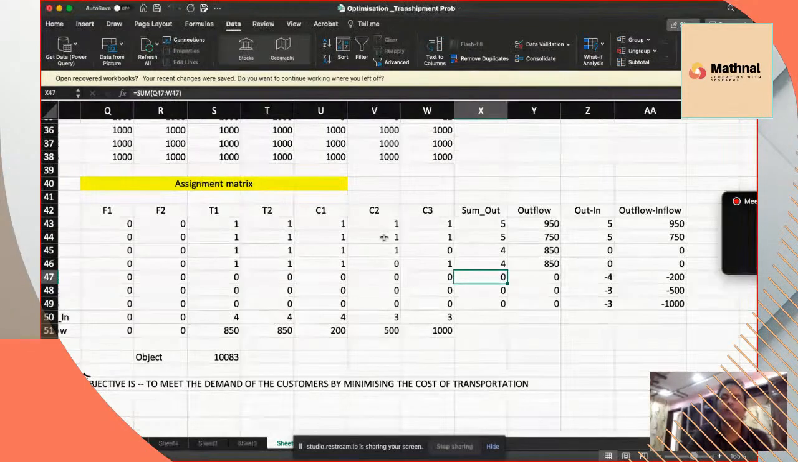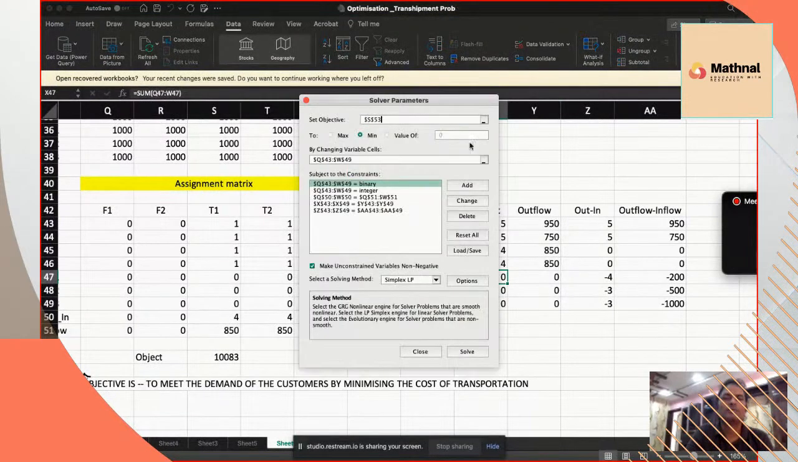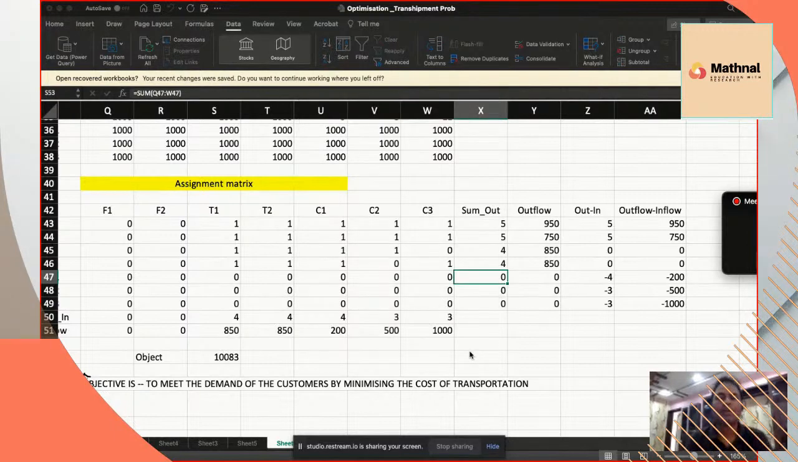Oh my god, I made a mistake here. This is not binary. We need values there. We don't want binary. How much is to be assigned? I'm sorry for that. We need the values, meaning we shall be assigned 200 units, 400 units, or 600 units. That is what we need here. We don't want binary.